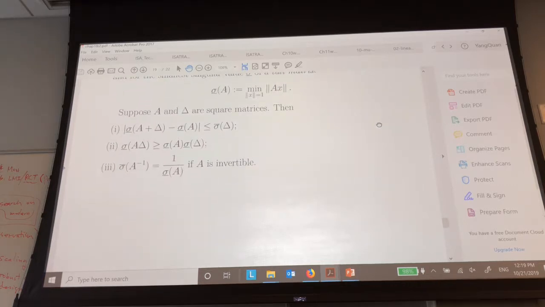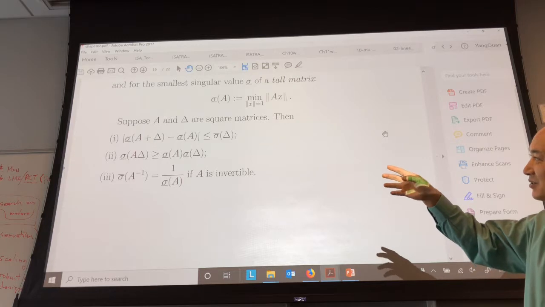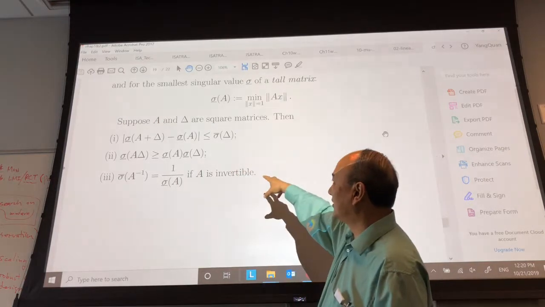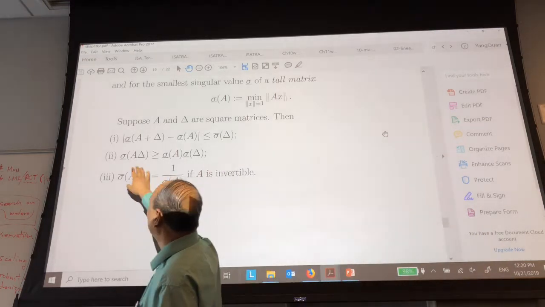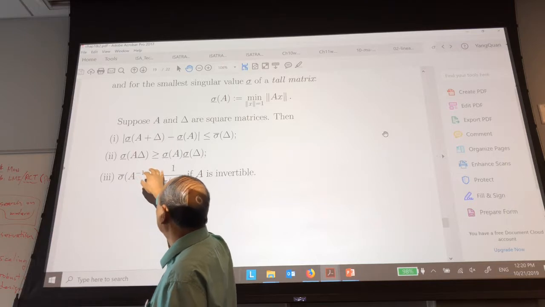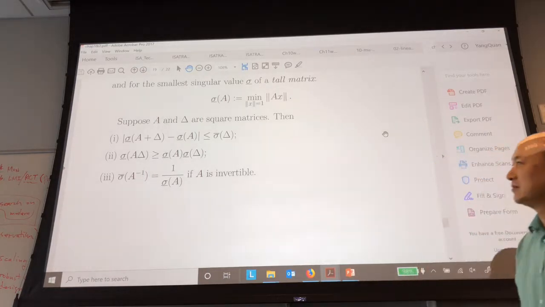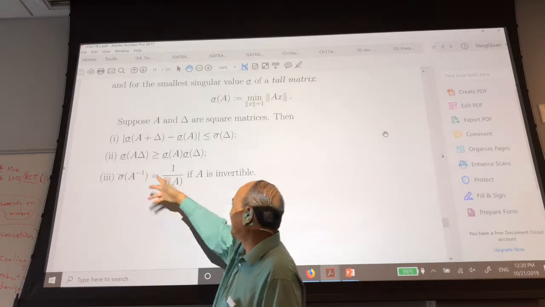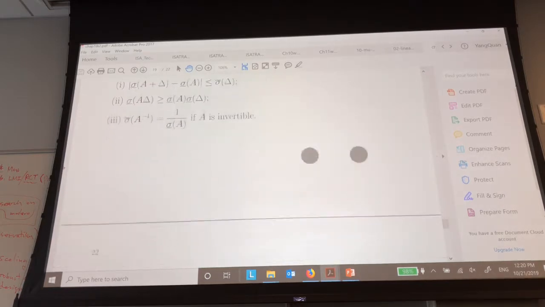All right, so if A and delta are square matrices, you can consider delta as a perturbation to A. The minimum singular value difference is bounded by the maximum singular value of delta. These can all be proved, but we're not going to do that here. This one is also true: the minimum singular value of the product is not less than this bound. This one is exactly equal, smallest versus highest, so it's invertible. These are the properties of singular value decomposition.